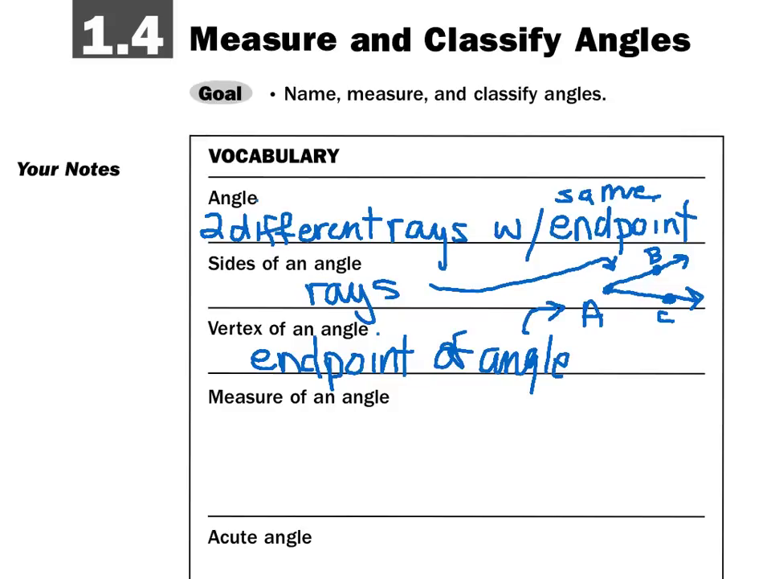Measure of an angle. This is kind of like the ruler postulate, and it's that you can line up a protractor and you can measure an angle from 0 to 180 degrees. 0 would be no angle, and 180 degrees would be a straight line. So let's just leave that like it is.